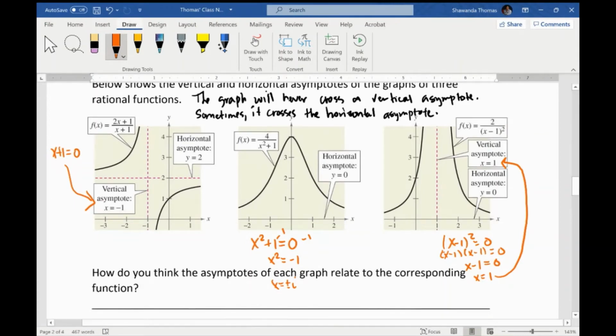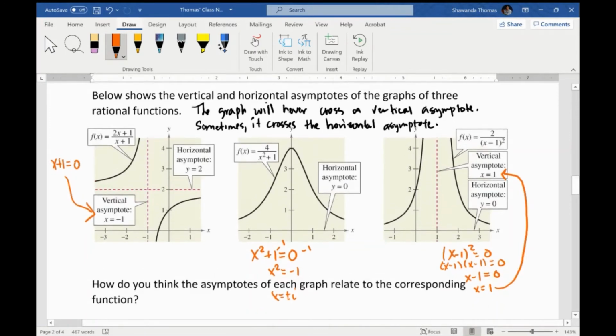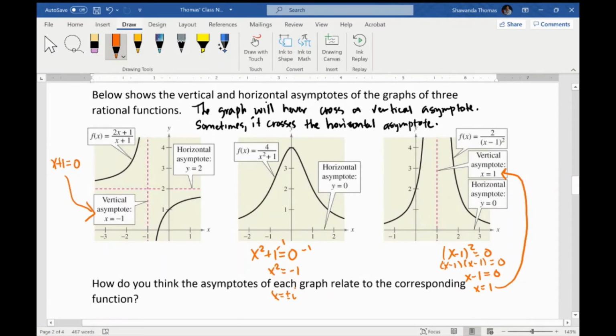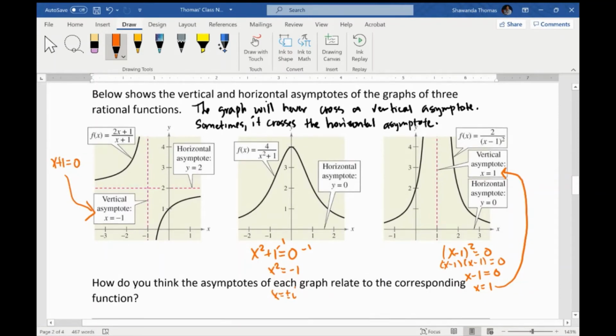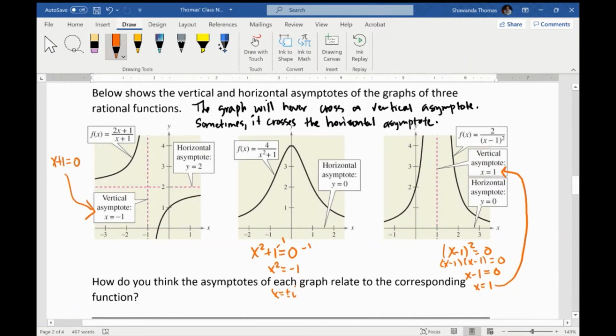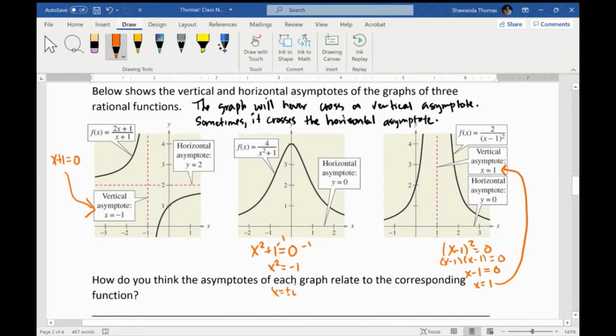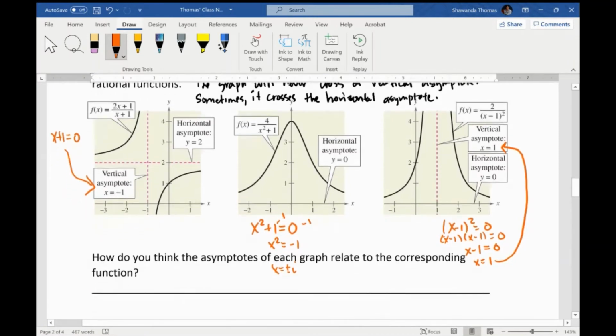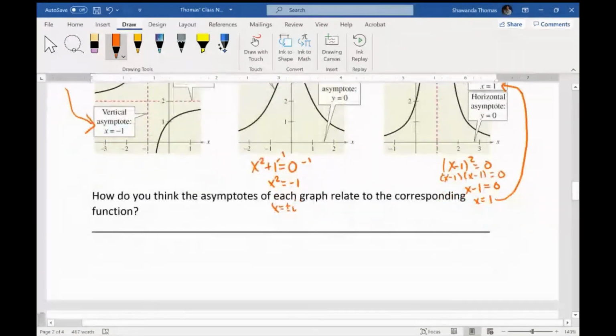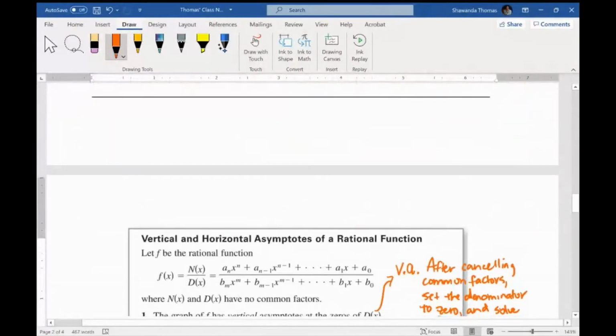If you can factor and cancel common factors, you must do that first for vertical asymptotes. That's the only difference, honestly, between domain and vertical asymptote. For domain, we don't cancel things out first. We just set the denominator to 0. For vertical asymptote, we cancel out common factors first, and then we use what's left over.